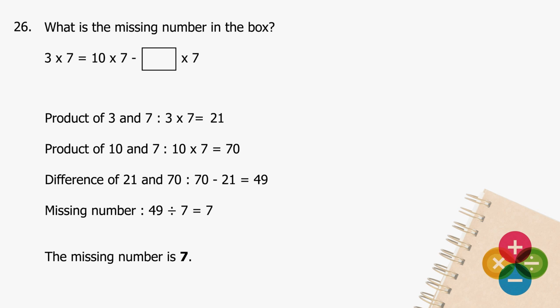The product of 10 and 7 will be: multiply 10 by 7, and the product is 70. The difference between 21 and 70 will be: subtract 21 from 70, and the difference is 49. The missing number will be: divide 49 by 7, and the quotient is 7. The missing number is 7.